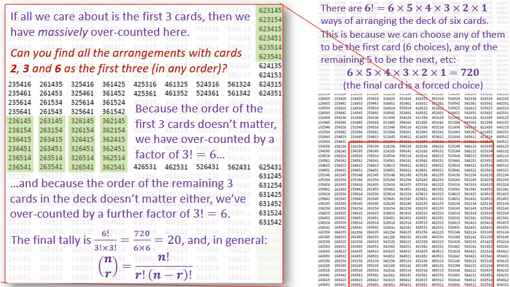We start with 6 factorial, which is the total number of ways of arranging n items. We divide by 3 factorial to adjust for the number of ways of arranging the ones we're going to choose. And we also divide by 3 factorial because that's the number of ways of arranging the 3 that we're not going to choose. That's where the n factorial, the r factorial, and the n minus r factorial terms come from.